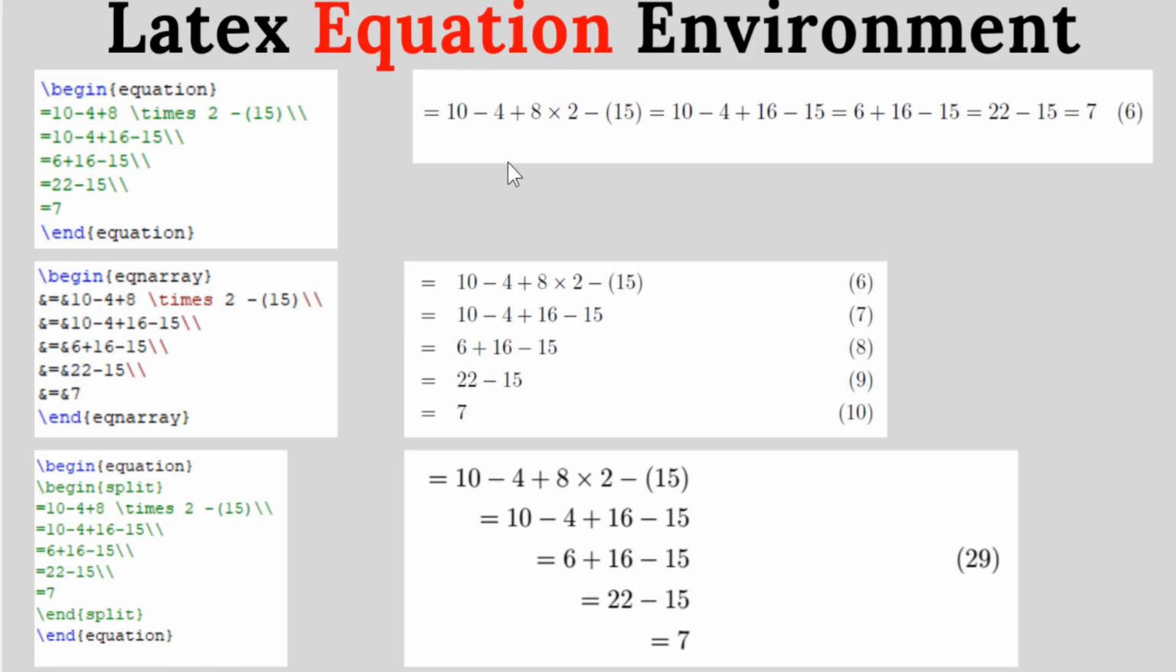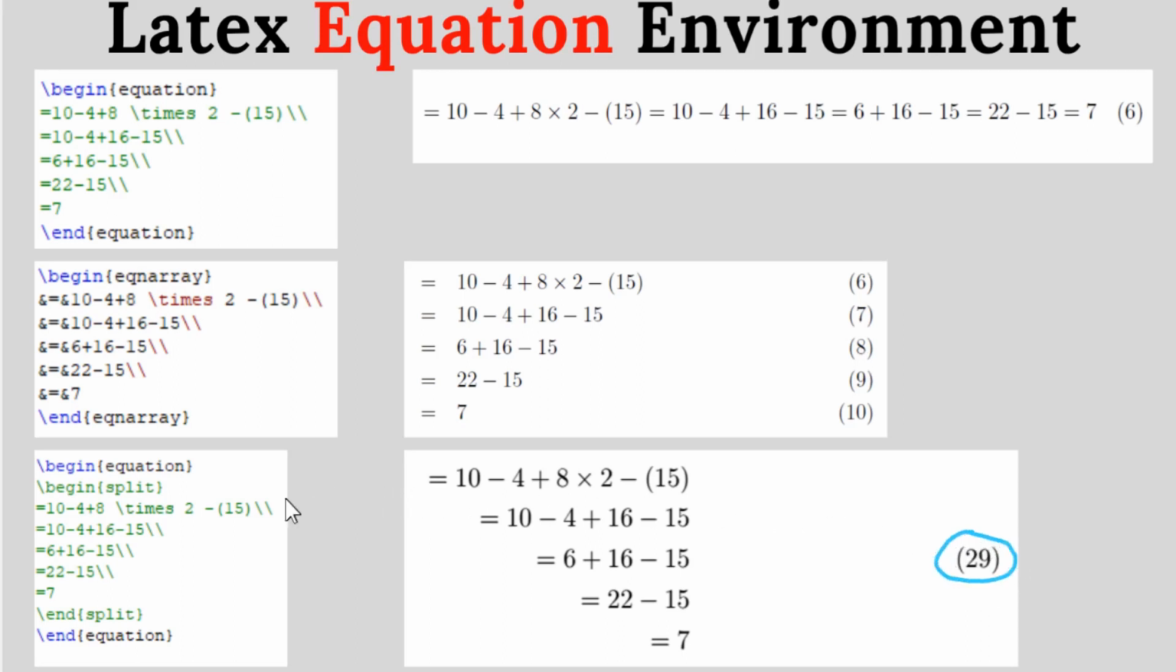Now let's come back to our initial issue. This was our equation and we wanted to split this over various lines. So we used the eqnarray environment with the ampersand, and we got the alignment right, but we got various equation numbers. So how do we remove these equation numbers and get only one equation number?